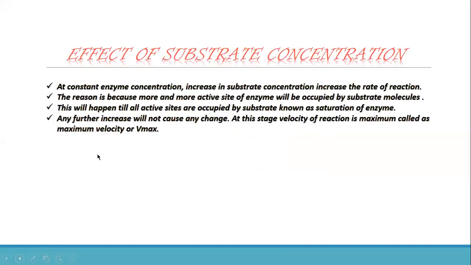Effect of substrate concentration. At constant enzyme concentration, with an increase in the substrate concentration, the rate of reaction increases. The reason is that more and more active sites of the enzyme will be occupied by substrate molecules. This will happen till all active sites are occupied by substrate, known as saturation of the enzyme. Any further increase will not cause any change. At this stage, the velocity of reaction is maximum, called maximum velocity or Vmax.